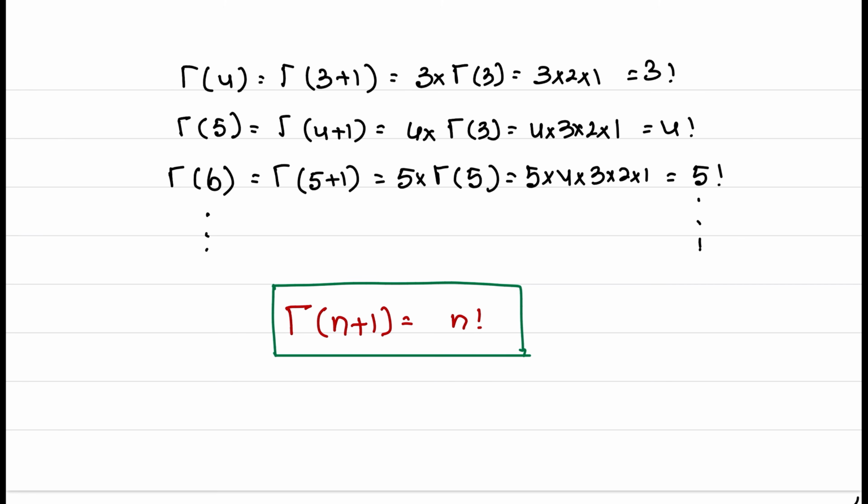Now, here what I have to find, it is a very important formula, please remember it. Gamma n plus 1 is equal to factorial n. Why I repeated this? This is a very important formula for connecting the gamma function and factorials. It's a very important formula, please remember it. Very important.